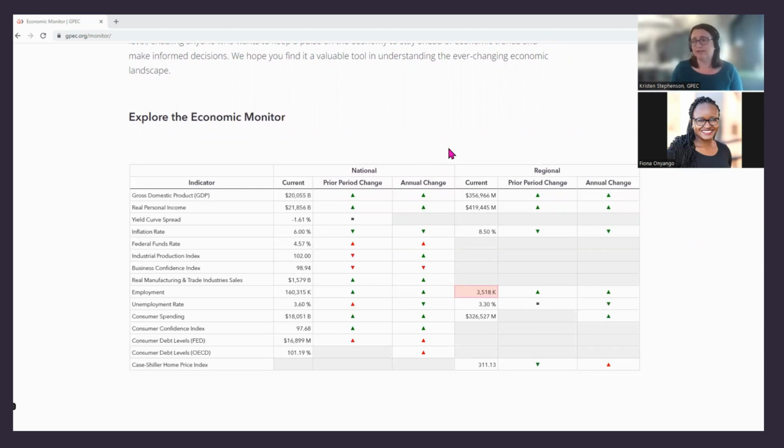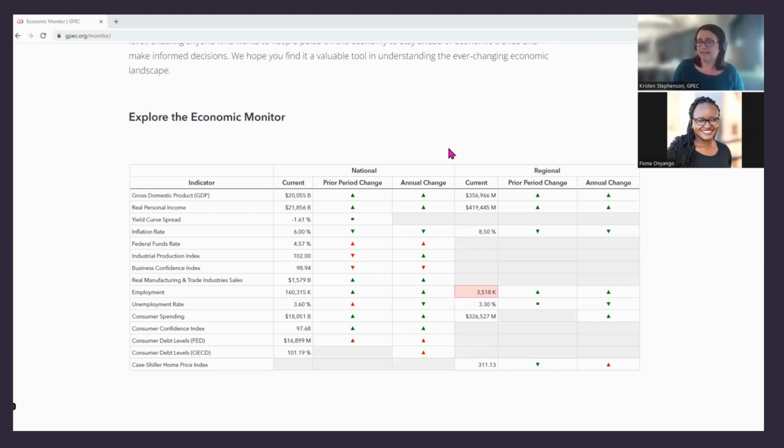Part of the reason we break it down like this is all of these indicators are measured on a different time cycle. Some are annual, some are quarterly, some are monthly, and even things like the yield curve spread are daily. So this allows you to see what the most recent time period changes, and then the annual change gives you the perspective on what it looks like from a year ago.